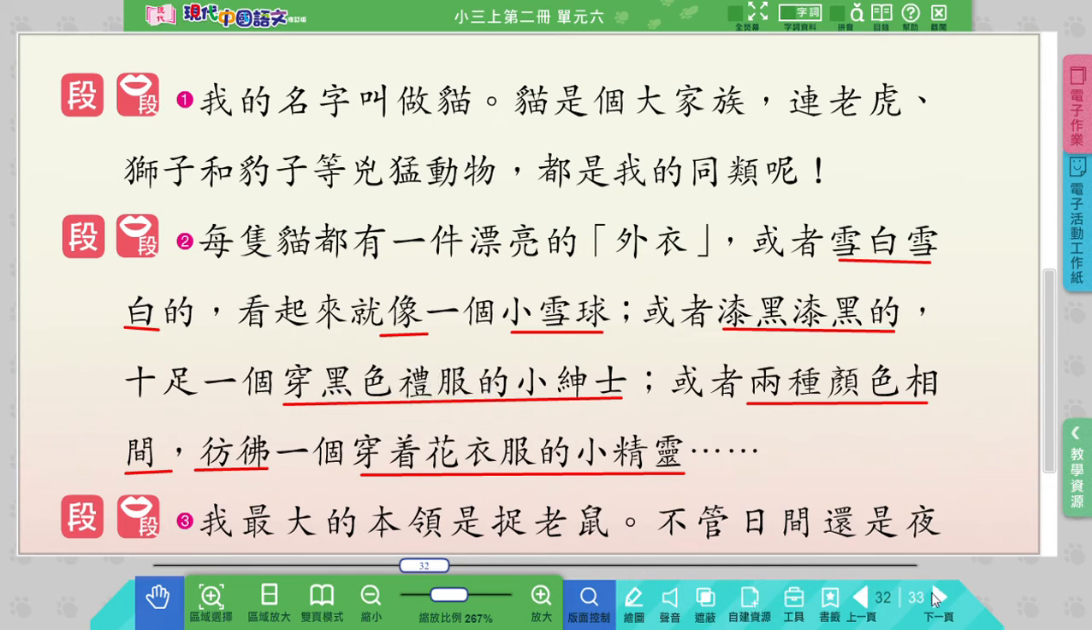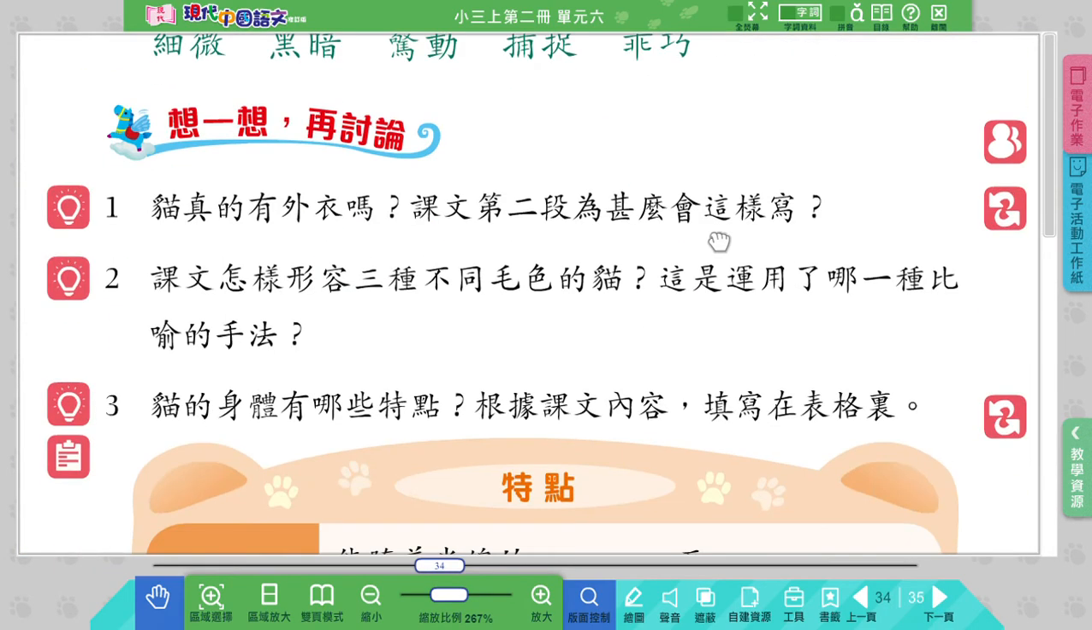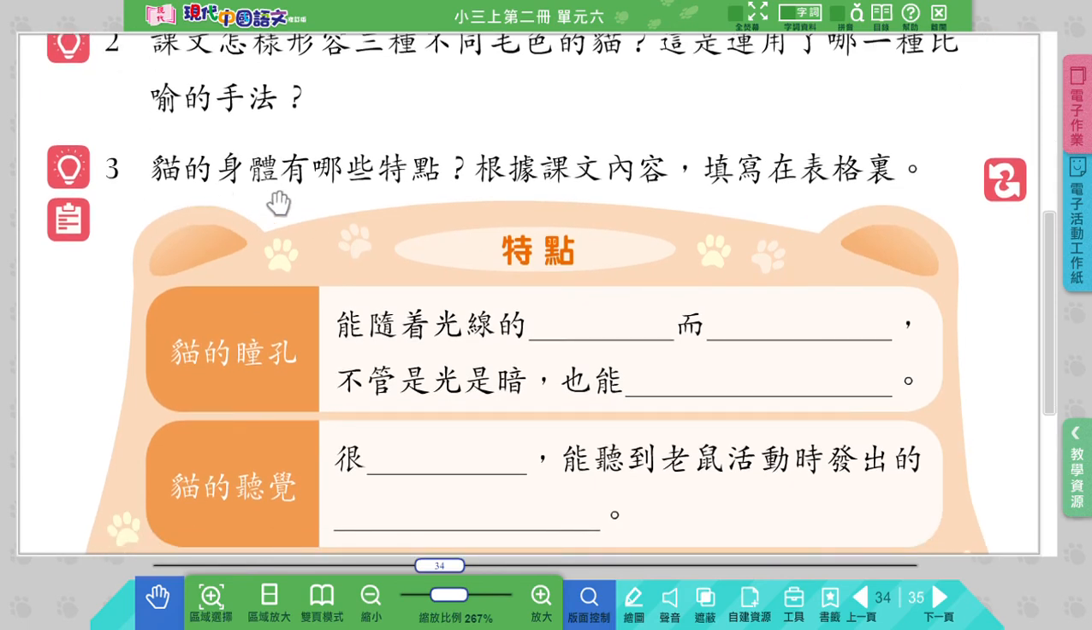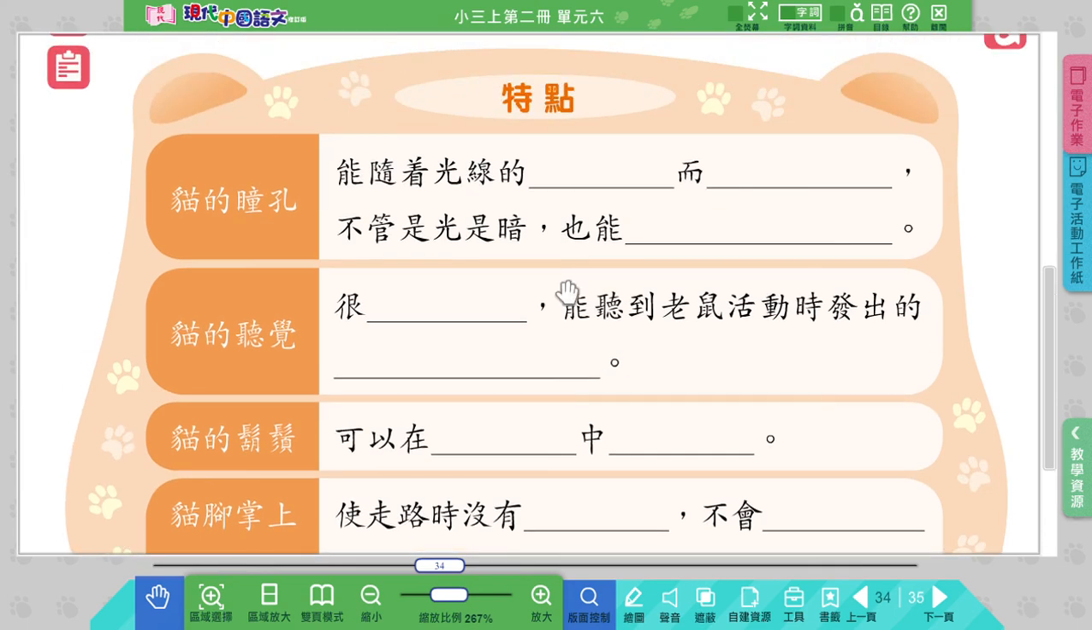Okay, so we go back to the questions. For question 3, 貓的身體有哪些特點? So what are the characteristics or features of the cat's body? 根據課文內容填寫在表格內. Based on the contents of the chapter, write them here. Of course if you have the book you can write it, but I also put all this information in a Google form. You can do it in the Google form as well.